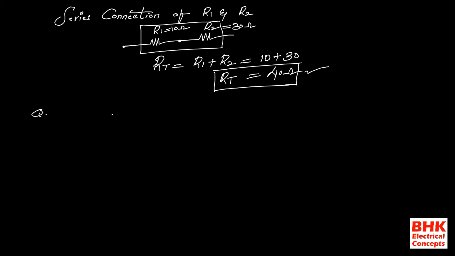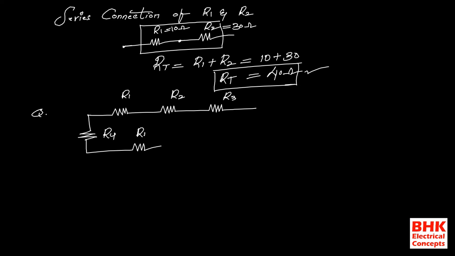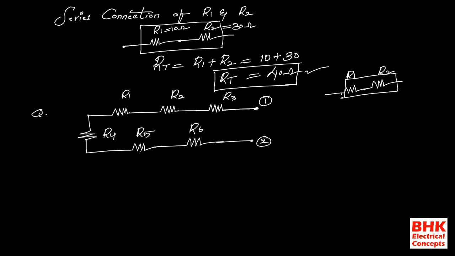For example, see here. This is R1, this is R2, this one is R3. Another resistance is connected here, this is R4, this one is R5, and another resistance R6. This is terminal 1 and this is terminal 2. Just see here, from terminal 1 to terminal 2, R3, R2, R1, R4, R5, R6 are all connected in series. I already told you, if they are connected in series, the connection is always like this. So from terminal 1 to terminal 2 all are connected in series.